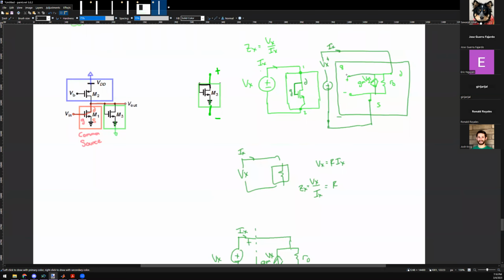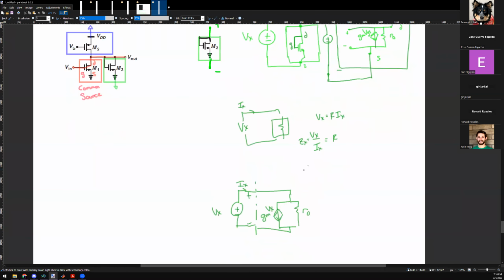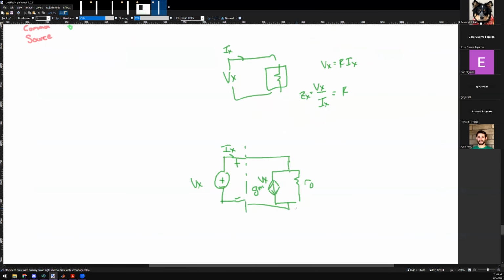VGS is VX. Would you guys agree? That's the V that we're applying, right? So yeah, the VX that we're applying. And here, if I said, hey, what's the resistance of these two? You guys would just tell me it's the parallel combination, right?